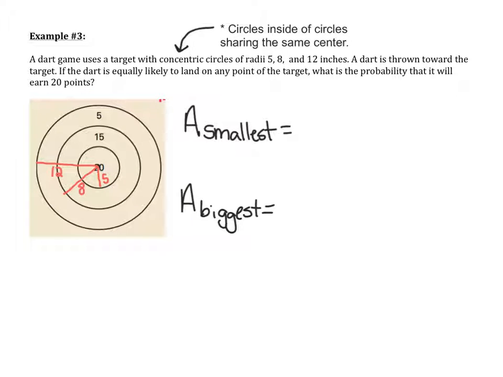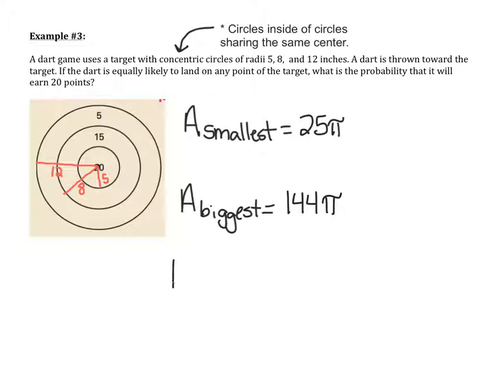Remember, the area of a circle is pi r squared. So if I'm finding the area of the smallest circle, it has a radius of 5. So pi times 5 squared. 5 squared is 25, so I would have 25 pi as the area of the smallest circle. For the area of the biggest circle, it has a radius of 12. So pi times 12 squared is 144, so I'd have 144 pi.